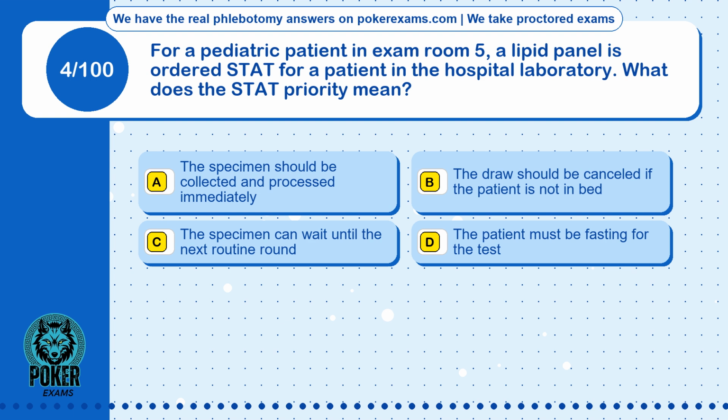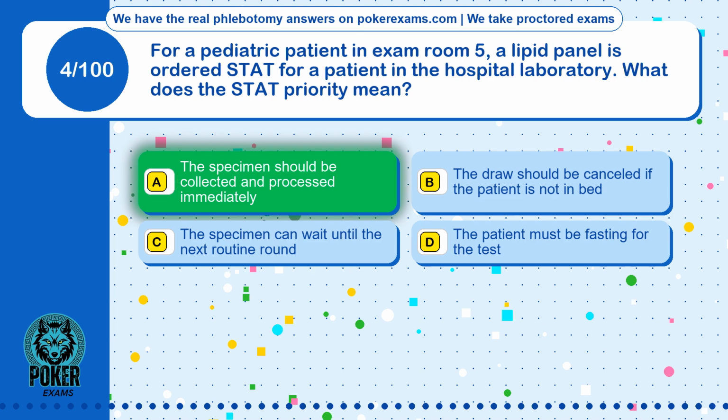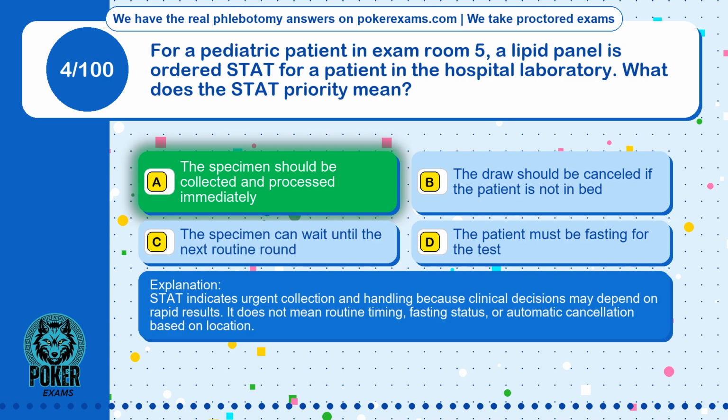Option C. The specimen can wait until the next routine round. Option D. The patient must be fasting for the test. The correct answer is option A. The specimen should be collected and processed immediately. Stat indicates urgent collection and handling because clinical decisions may depend on rapid results. It does not mean routine timing, fasting status, or automatic cancellation based on location.